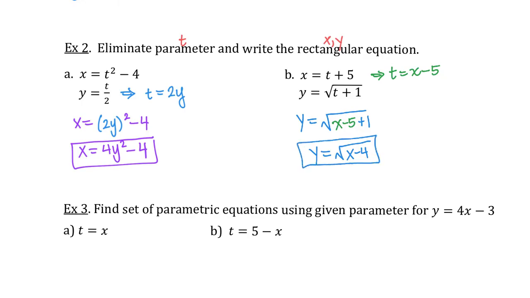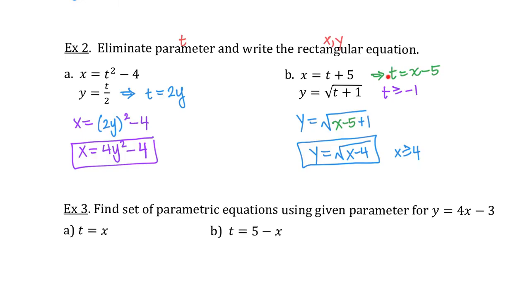Okay, so I got y equals the square root of x minus 4, which does have a domain restriction, which I'm going to mention because we cannot square root negatives. So it must be true that x is greater or equal to 4. I could have also gotten the domain restriction from the top equations as well. If I look at y equals the square root of t plus 1, according to that equation, it must be true that t is greater or equal to negative 1.